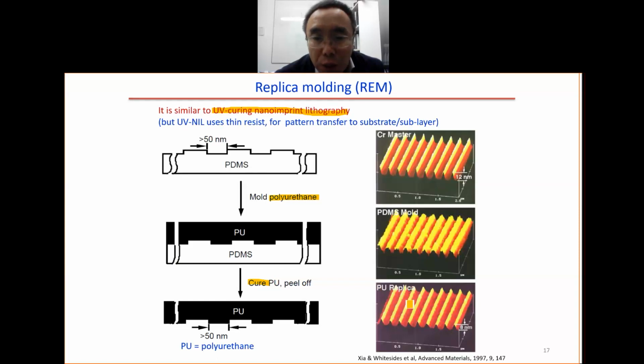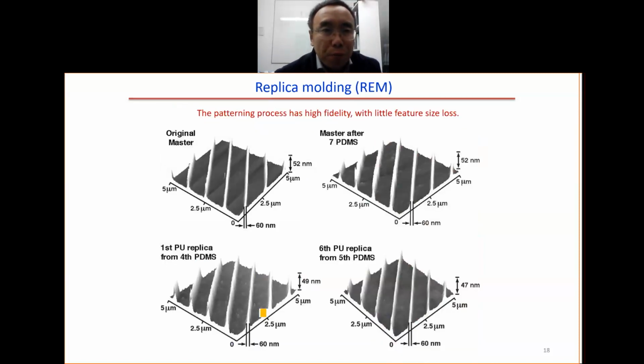You make the polyurethane mold, copy from here. So we can copy from PDMS to PDMS, from PDMS to polyurethane. You can also copy from polyurethane back to PDMS. That always works. So this is the original master mold. This is the master mold after 7 times copying to the PDMS. This one is the first polyurethane copy from the first PDMS mold. This is the 6th polyurethane copy from the 5th PDMS mold.